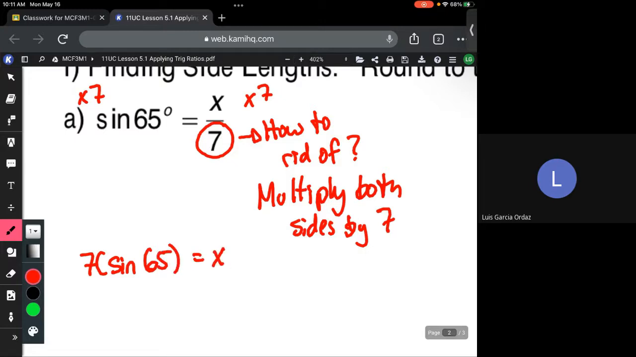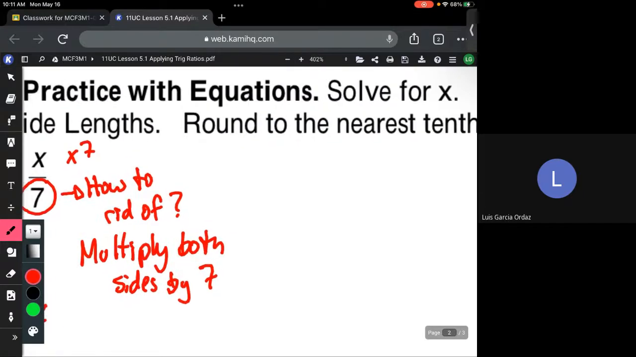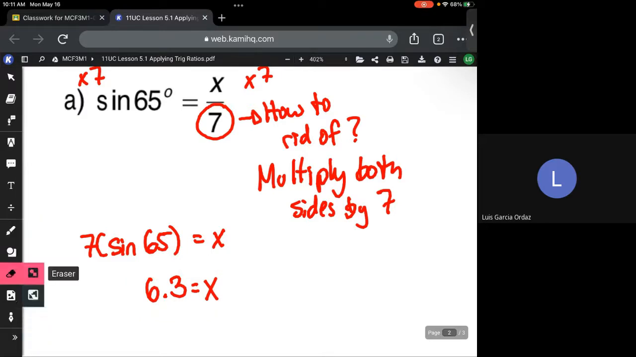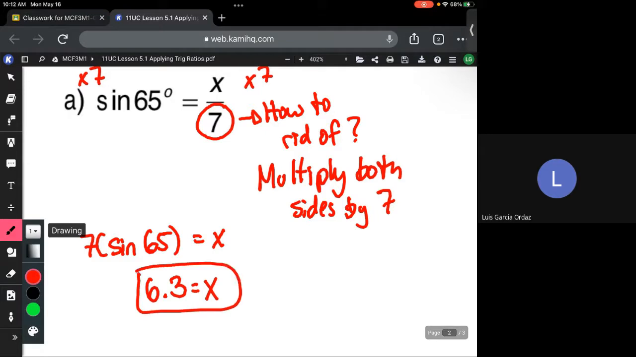Okay, so when you do 7 times sine 65, remember we're rounding it to the nearest tenth, so the first decimal place. What's 7 times sine 65? So x is equal to 6.3. I got 6.34. You just do 7 times sine 65.